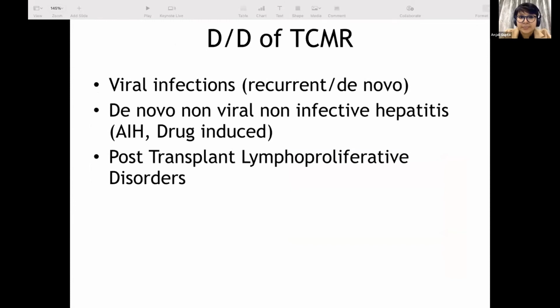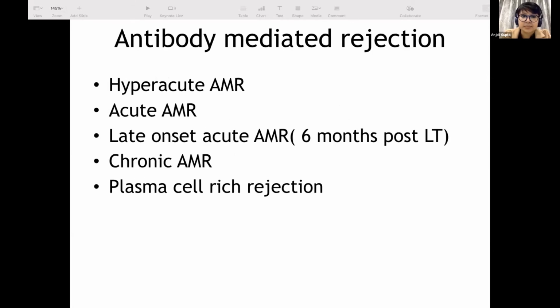The next slide. While diagnosing T-cell mediated rejection, we have to rule out viral infections, recurrent or de novo, and de novo non-viral, non-infective hepatitis like autoimmune hepatitis, drug-induced hepatitis, and post-transplant lymphoproliferative disorders, because these have very overlapping and similar features. So we have to rule all these things out by other means, serology mostly, or other clinical. Okay. Thank you. So that is all about T-cell mediated rejection.